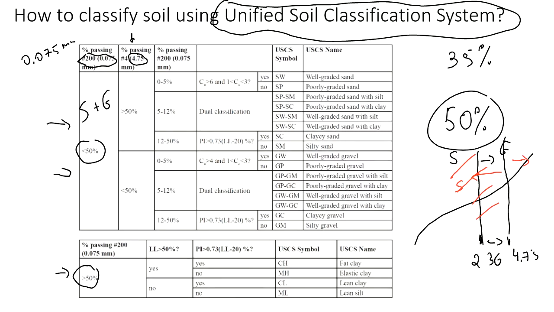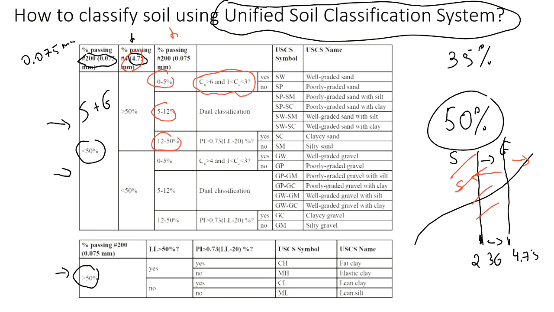Then the third column is where we look at the percentage of fines again. 0.5% is the same as AASHTO. Here we have a little bit different: from 5 to 12 and from 12 to 50. So we have 3 boxes. For soil that is 0 to 5%, we're going to decide if it's well graded or poorly graded, so we're going to answer this question, yes or no. And then we also see if it's above or below.